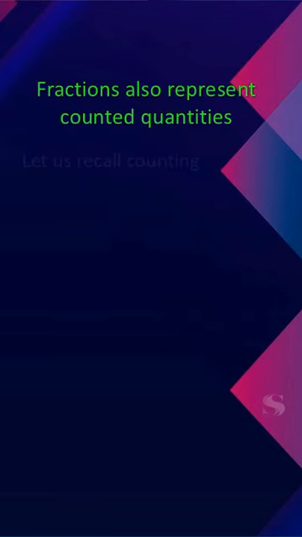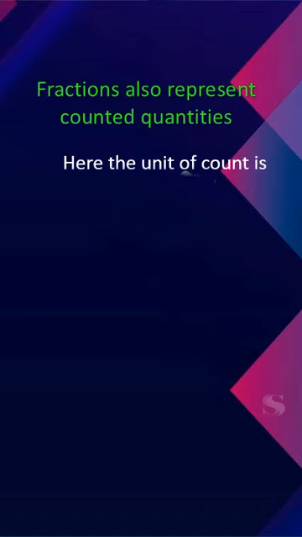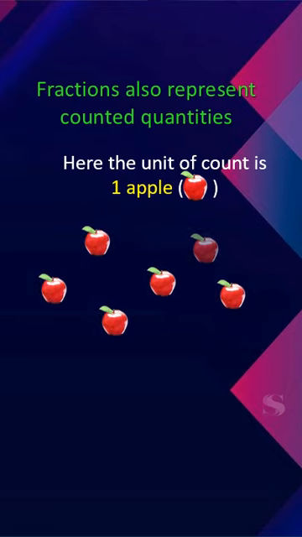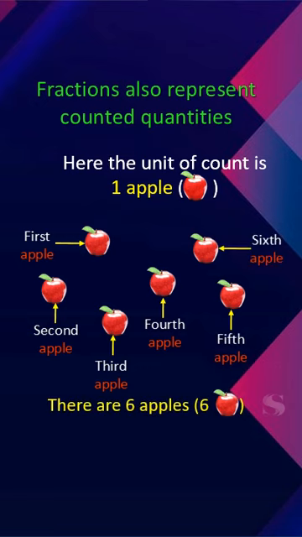We start with recounting counting, because I asserted that fractions also represent counted quantities. In counting, we first identify the thing that is to be the unit of counting. Next, we find the number of things that match the chosen unit of counting in the things to be counted. In the picture, the apples have to be counted, and one apple, a red one, is the unit of counting. There are 6 such red apples, 6 apples that are similar to the unit of counting, the red apple.